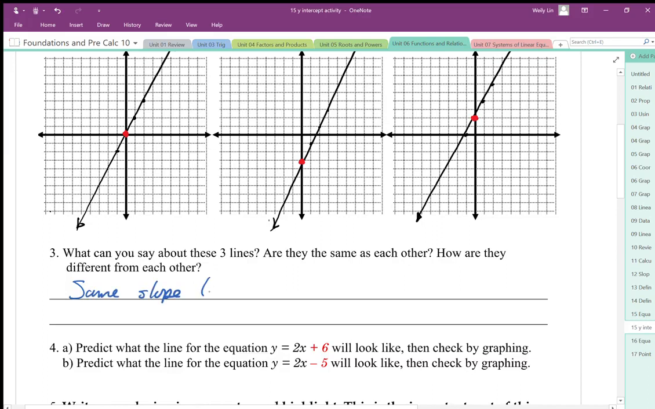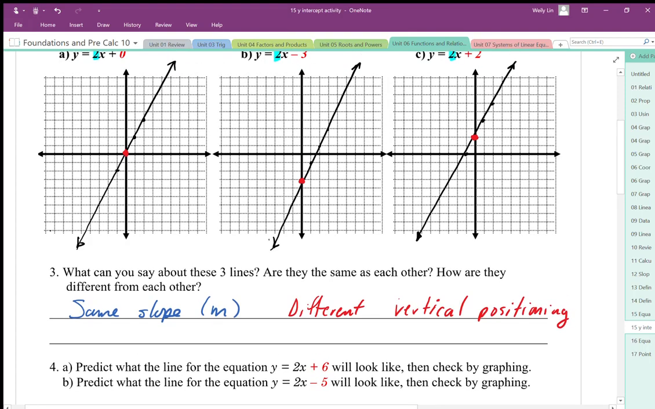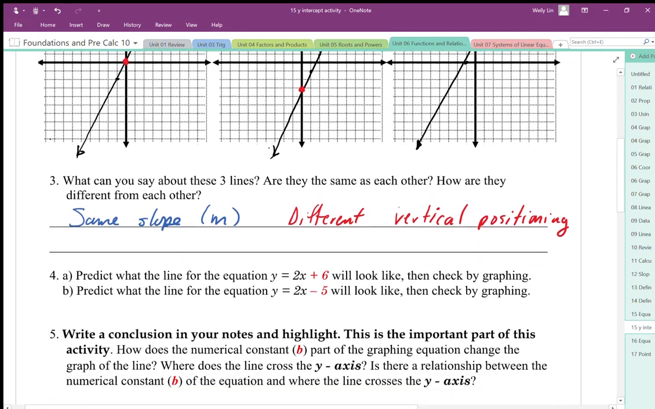In this case, it was the m value. And they are not the same lines because they have different vertical positioning. I suppose technically we can say that they have different horizontal positioning as well, but we're going to look at this from a vertical perspective.